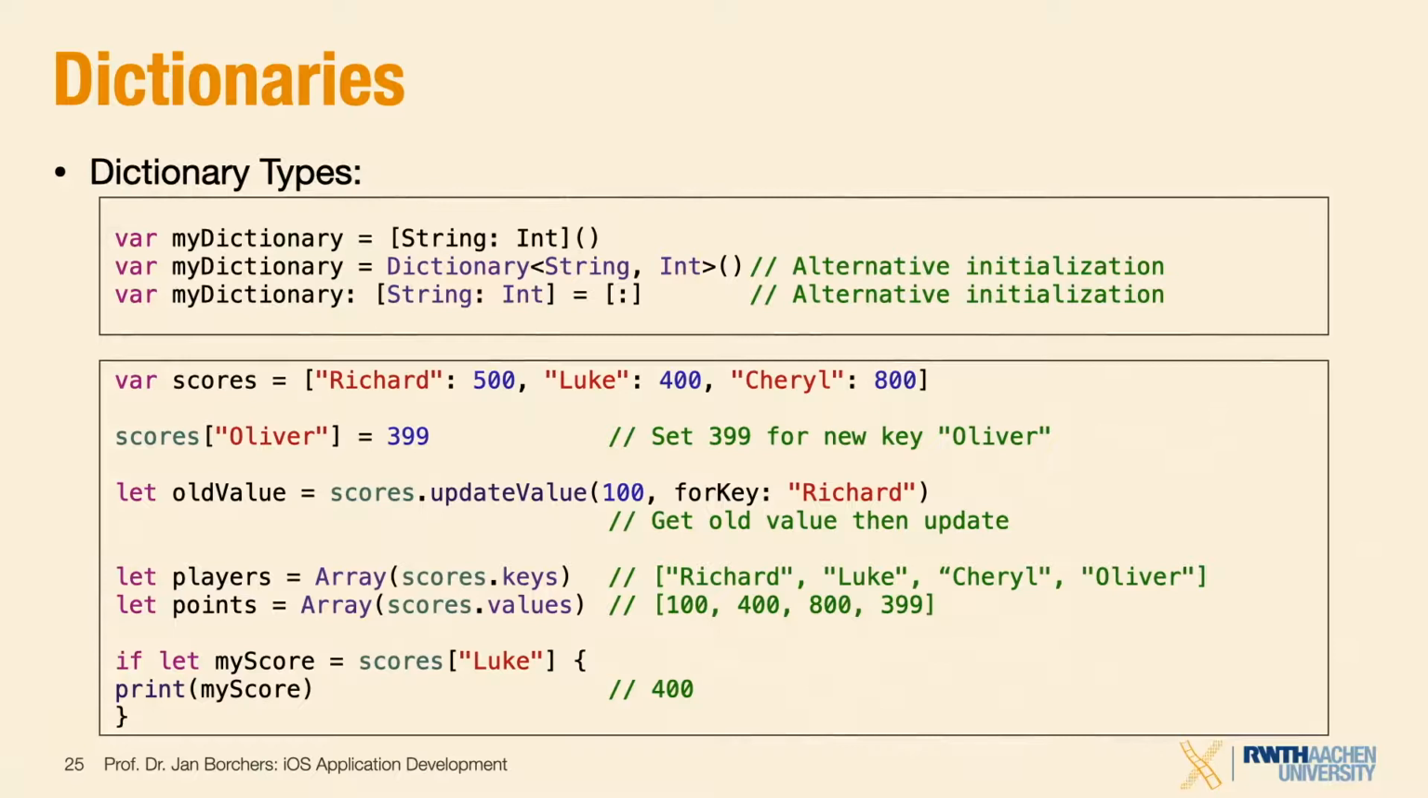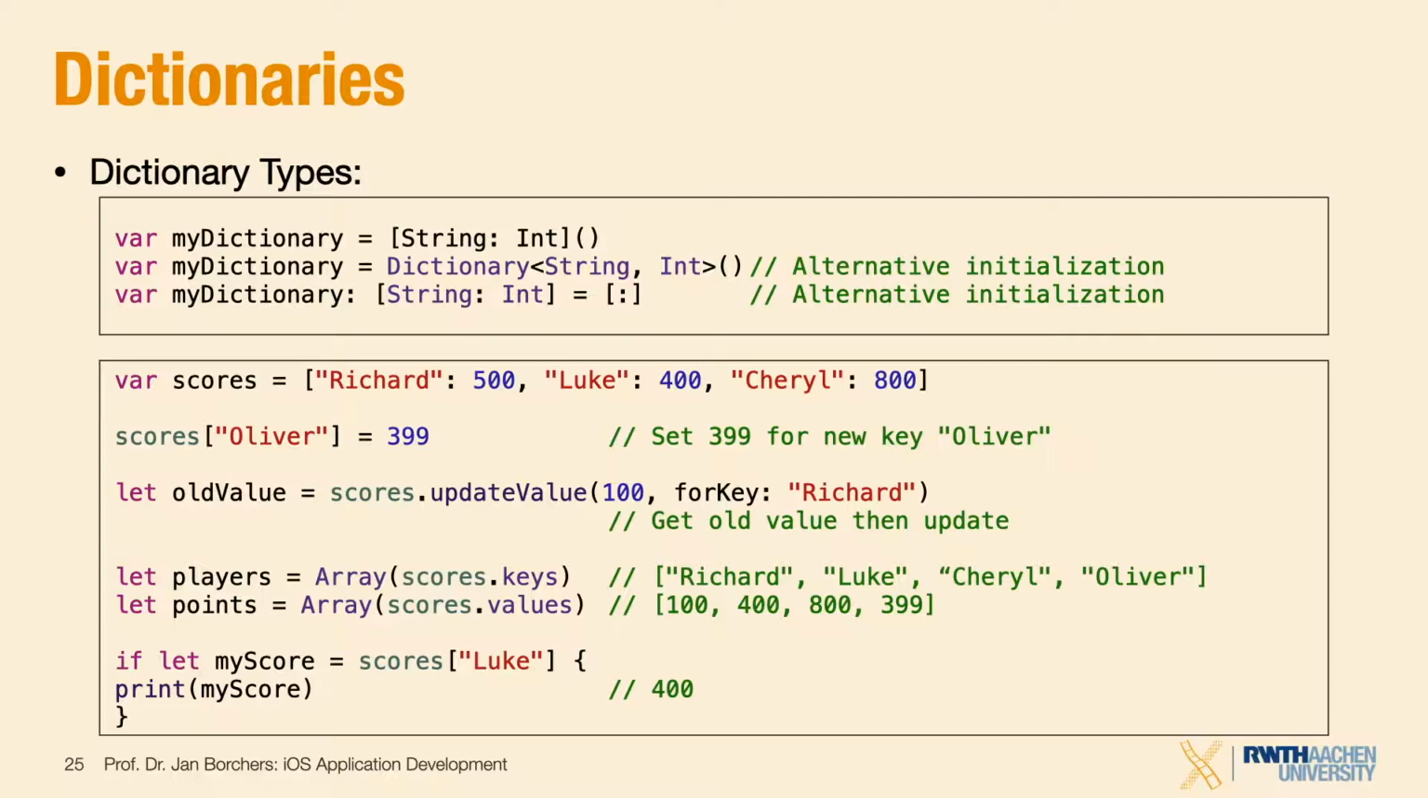Then here's a final example. We'll talk about the if-let statement later on. But what you can see here is we're drawing out the scores for a loop and trying to find if one exists. That's basically what this if-let statement says. Then we print out my score. So we'll look up the score for Luke, and if there is one, which is the case in this example, then we print it out.